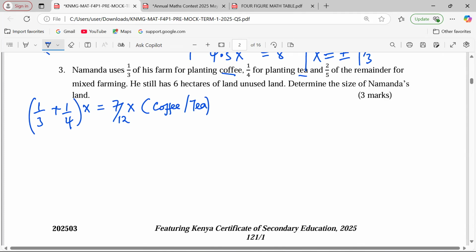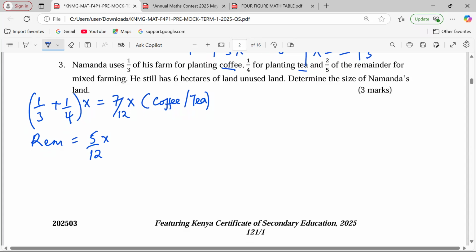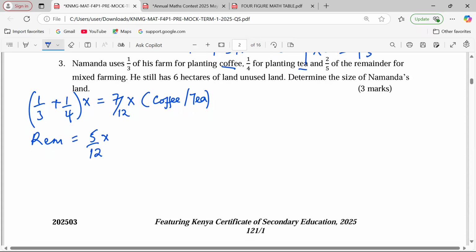So what is the remaining portion now? The remaining so far is 5 out of 12, because 7 over 12 have already been used for coffee and tea. Then we remain with 5 out of 12 of x. This is the remainder, and that's why we are saying 2 out of 5 of this remainder goes for mixed farming. So 2 out of 5 of 5 over 12 x. This one goes to mixed farming.